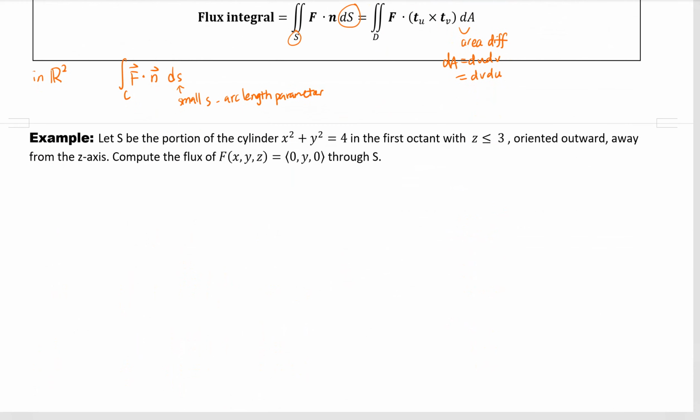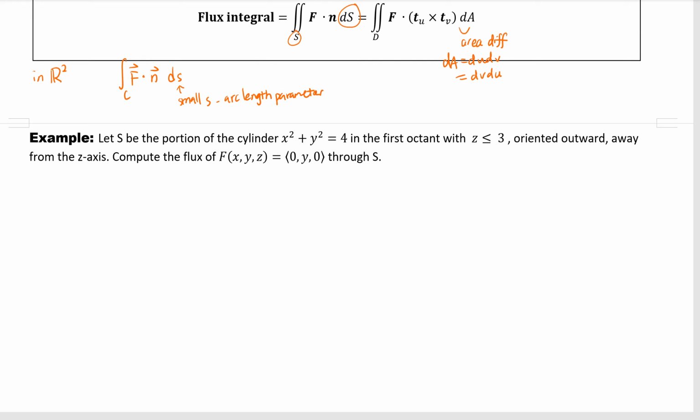Example. Let S be the portion of the cylinder x squared plus y squared equals 4 in the first octant, with z less than or equal to 3, oriented outward, away from the z-axis. Compute the flux of the vector field (0, y, 0) through the surface.